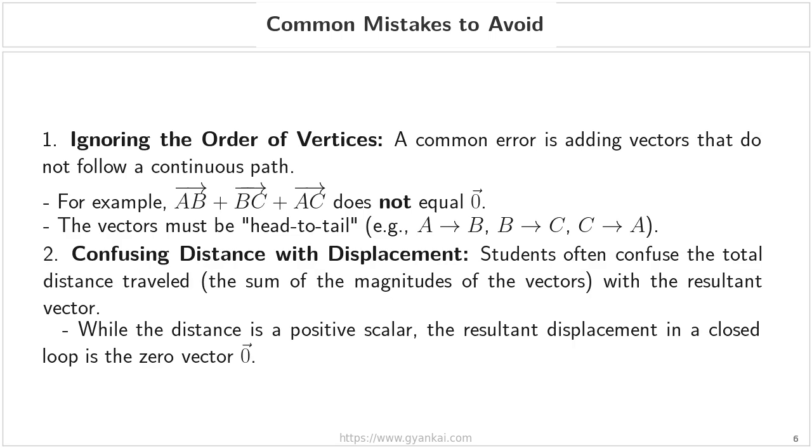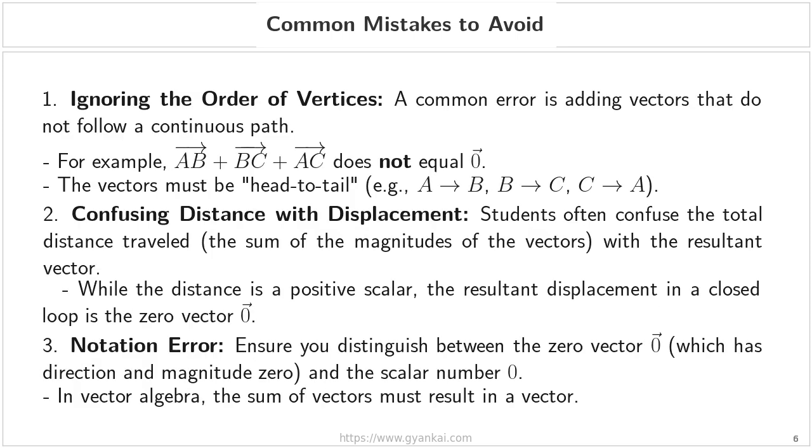Second, be careful not to confuse distance with displacement. This is a conceptual trap. Think back to our hiker example from the previous slide. The hiker walked a certain total distance, which is the sum of the lengths of all the sides of the triangle. That distance is a positive scalar value. However, the resultant displacement, the net change in position, is the 0 vector. Don't let the physical effort of the journey trick you into thinking the displacement is anything other than 0 when you return to your starting point.